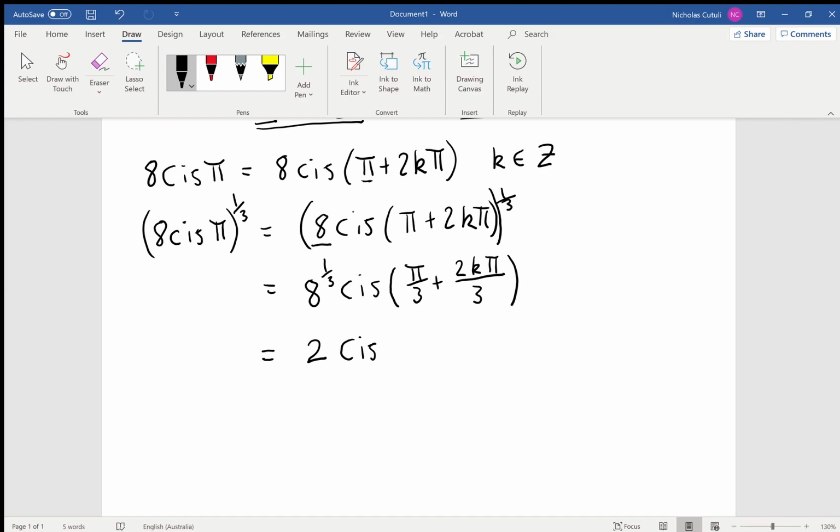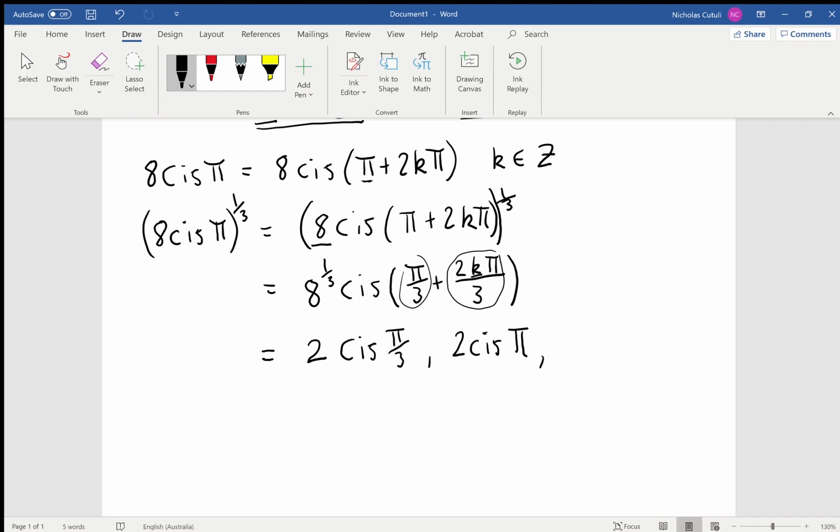So if k is equal to 0, then we'll end up with 2 cis pi on 3 plus this 0. Okay, so that's one solution. The next solution could be 2 cis, and my new angle would be, using different values for k, if k was equal to 1, I'd end up with pi on 3 plus this 2 pi on 3. So that just gives me 3 pi on 3, which is the same as pi. Okay, so that's my second solution.